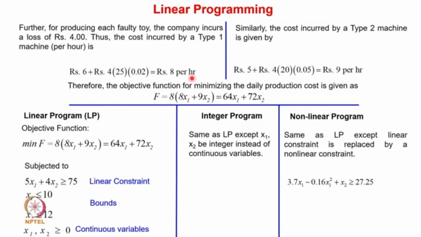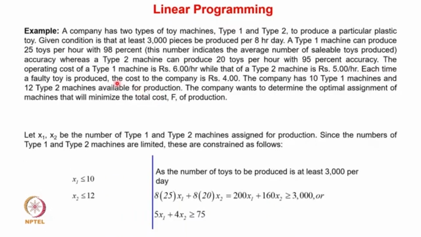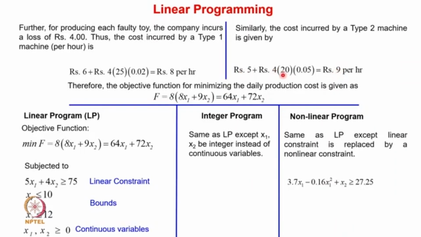Similarly, we can calculate the production cost for the type 2 machine. The type 2 machine has 95% accuracy, and the operating cost for the type 2 machine is 5 rupees. So 5 plus 4 into 20 into 0.05 comes to around 9 rupees per hour, isn't it? Correct. And now we can formulate the objective function for the operating cost.